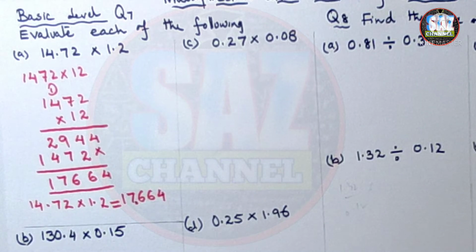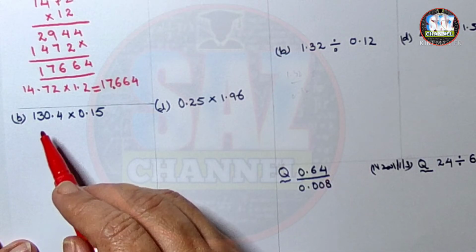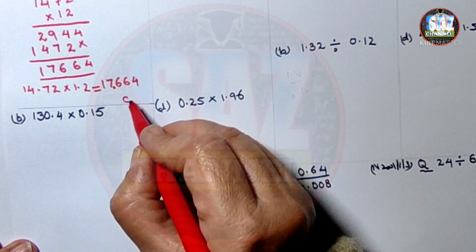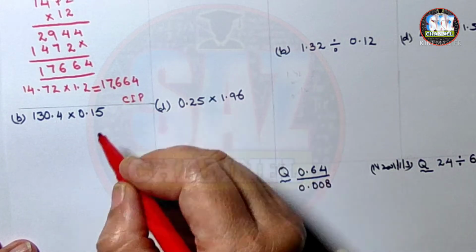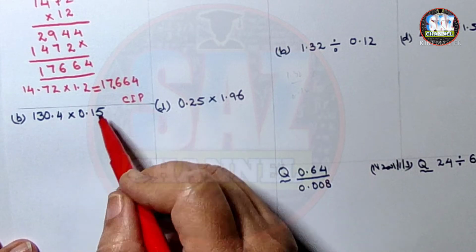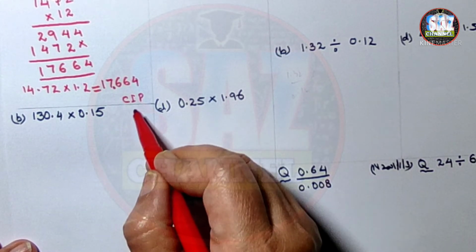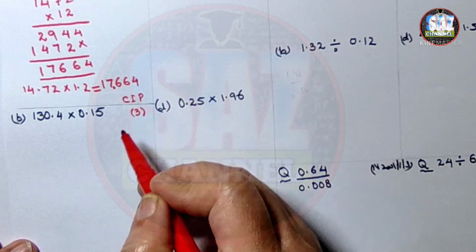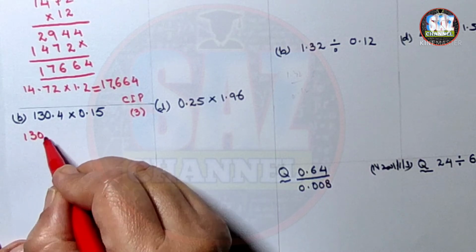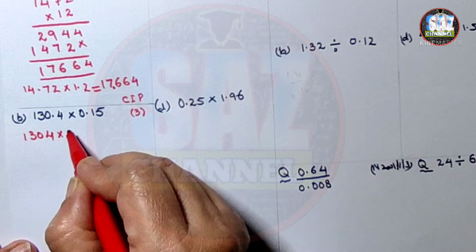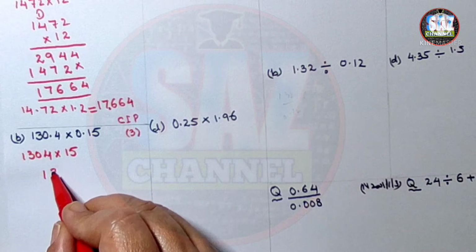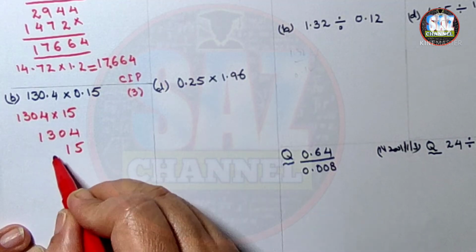Moving to the second part. Here again we have to multiply 130.4 by 0.15. Apply the CIP rule. And what is the CIP rule? Count means how many digits are there after the decimal in the question; total digits are 3. And then ignore means that I have to multiply 1304 by 15.